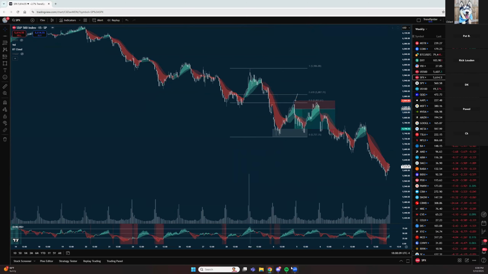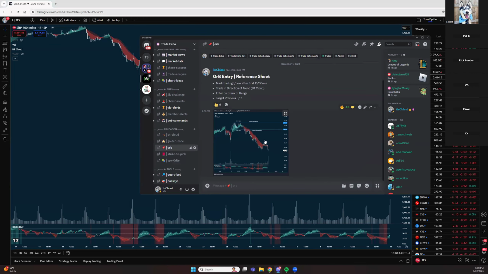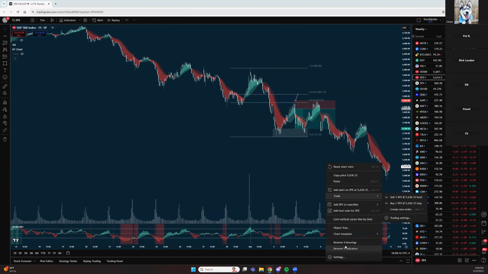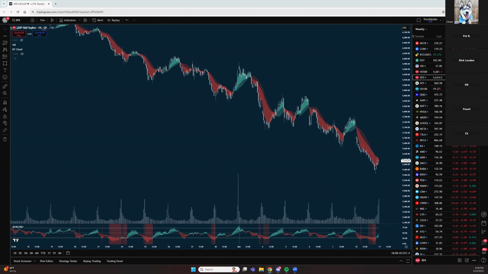So that's how we do the GZ setup. Next, I'm going to go through the ORB, what we look at here. You can use that to establish the direction of the trend.